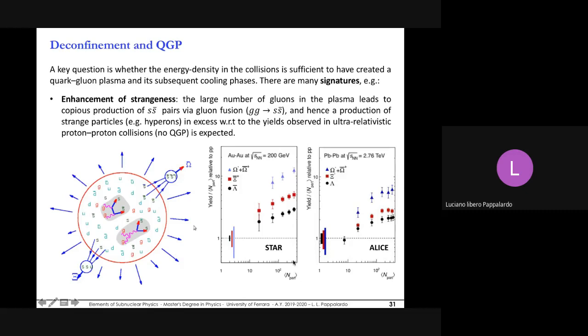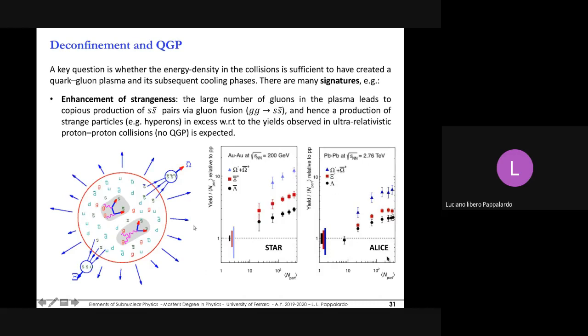Okay, and the higher the multiplicity, the higher the probability that you form a quark-gluon plasma. And so you see how the production of these hyperons increases with multiplicity compared to 1, where 1 is the reference that you obtain by colliding proton-proton instead of gold-gold, okay? So here you assume that there is no quark-gluon plasma production because the volume is too small. And so compared to this reference, you see how the production of hyperons increases when you make ultra-relativistic gold-gold collisions.